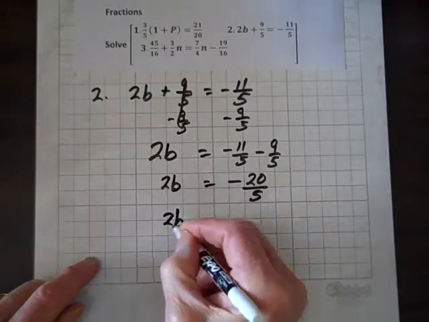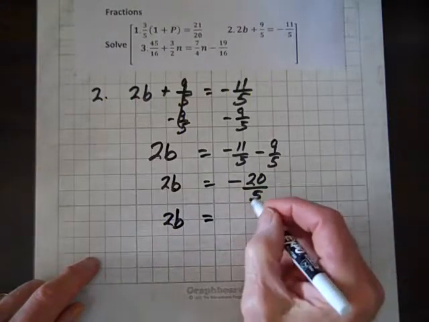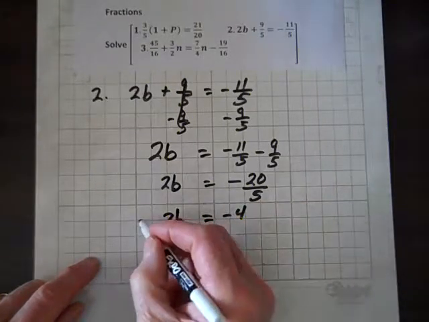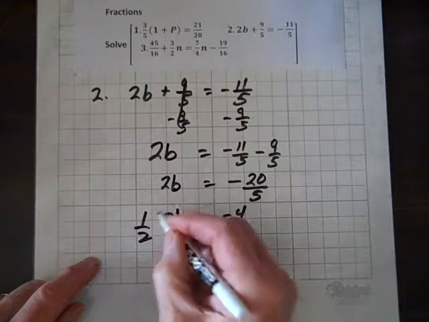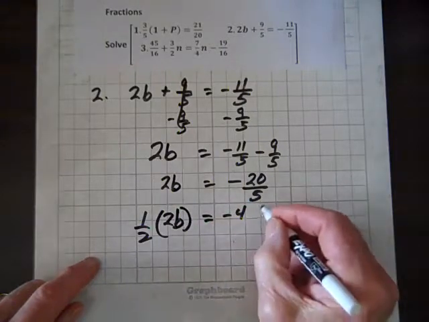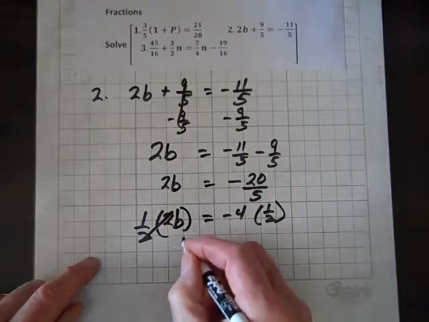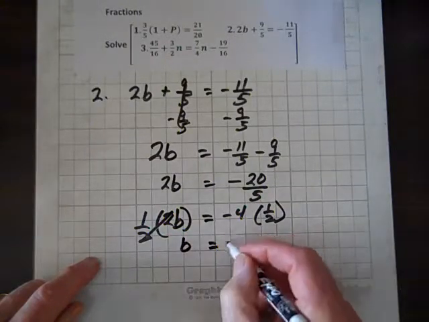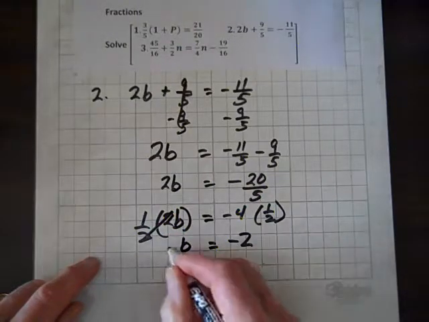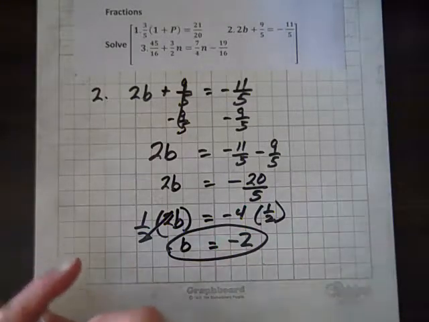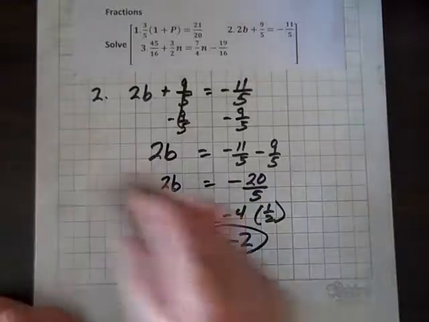So 2b equals, and 20 divided by 5 is 4, so that's going to be negative 4. Now we'll multiply both sides by the reciprocal of 2, which is 1/2. The 2's divide out, we get b all by itself, and b equals negative 2. And we're done with that one. Now let's move on to number 3.